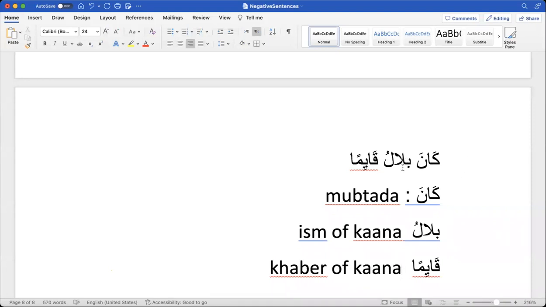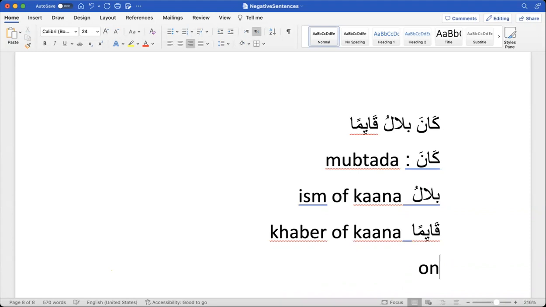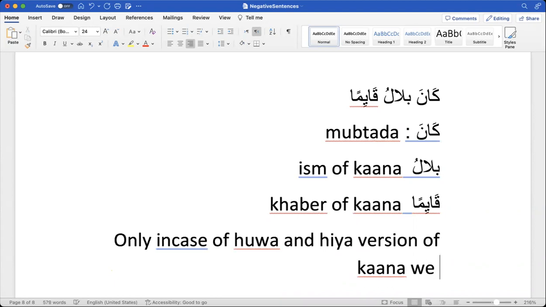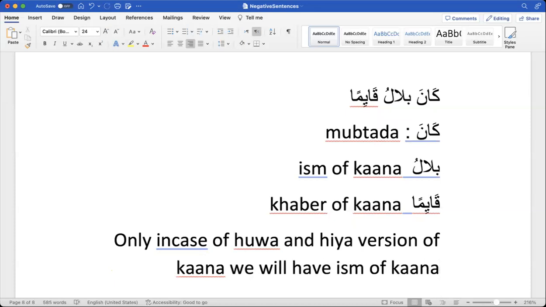Only in case of huwa and hiya version we have outside doer, ism. So ism of kana we have only in case of huwa and hiya version. Kana, we will have ism of kana. Same is applicable for other fi'l naqis. Otherwise, we always have khabar of kana. So far clear?